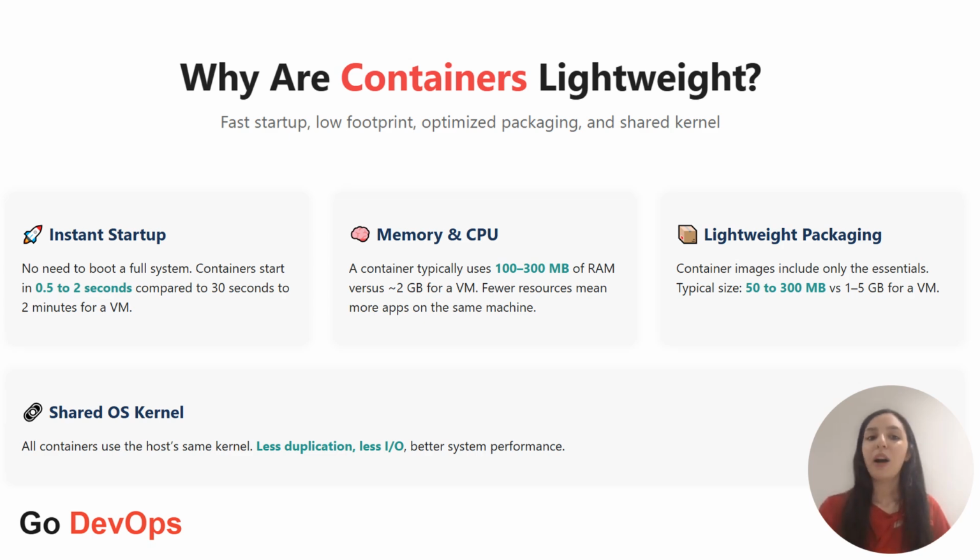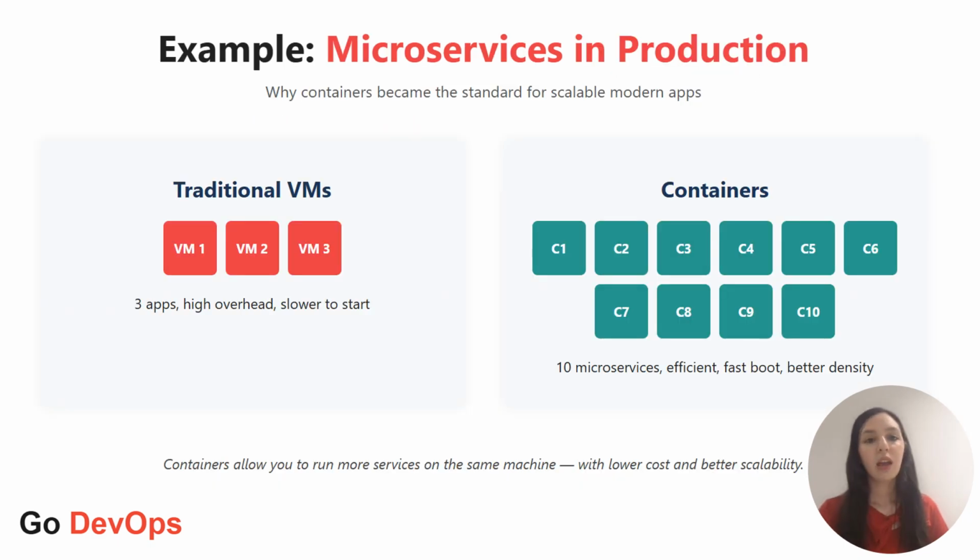So these are the 4 reasons why our containers are so lightweight compared to virtual machines. Let's now take a real-world example to see why containers become the standard for running modern applications. So on the left, you see a traditional setup using a virtual machine. Each virtual machine runs a full operating system with a lot of duplicated resources.